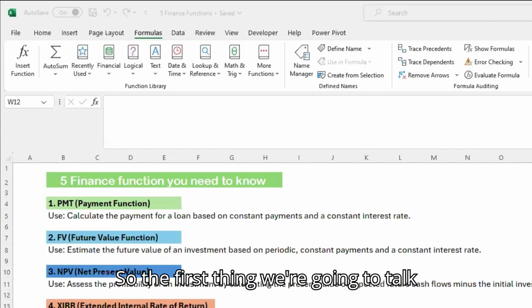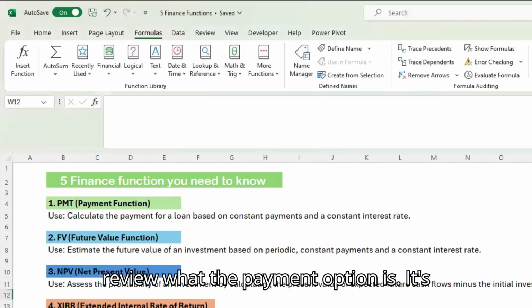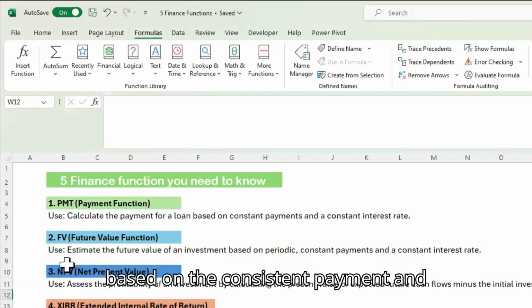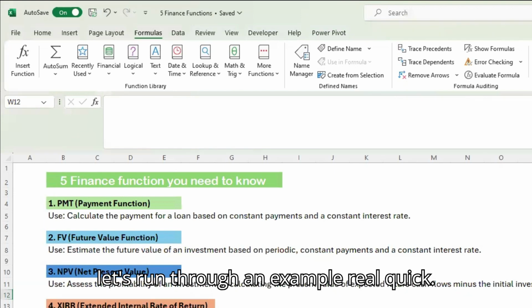So the first thing we're going to talk about is the payment function. Let's review what the payment function is. It's used to calculate the payment of a loan based on a consistent payment and consistent interest rate. So let's run through an example real quick.